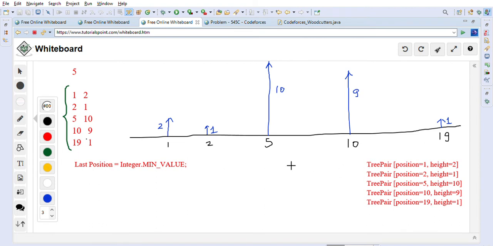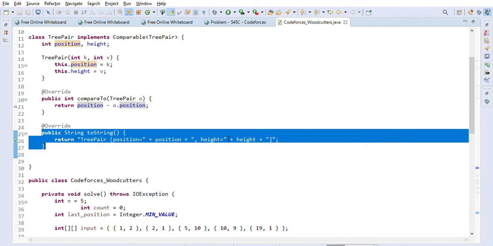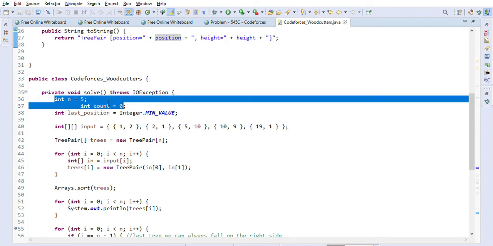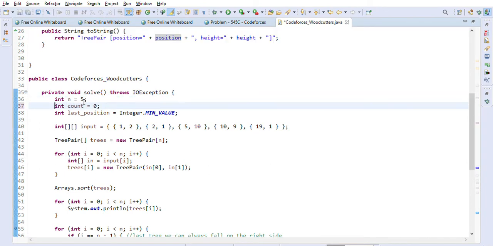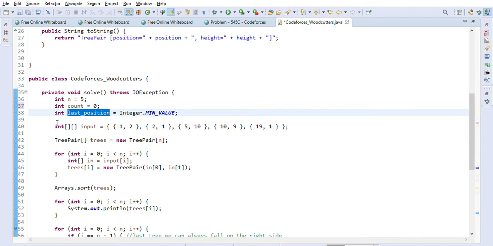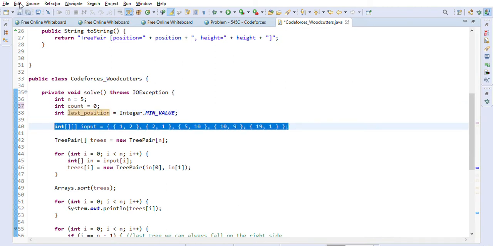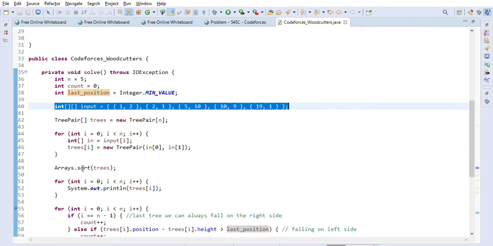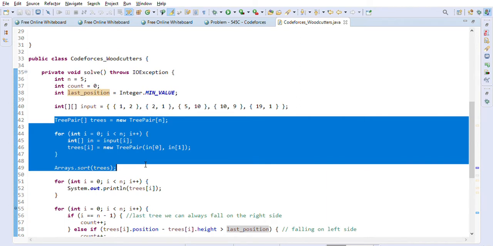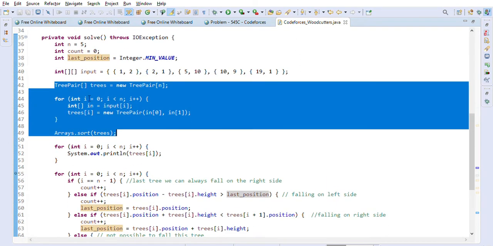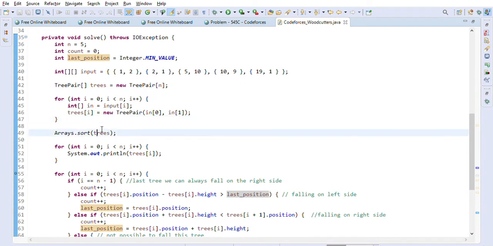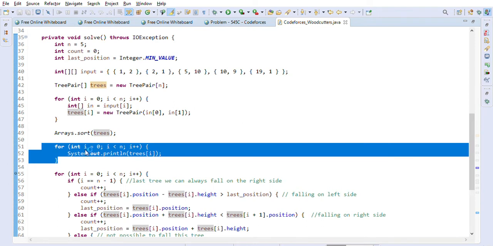After that, this part I'll show you first and then we'll go to the second step. First, these are the inputs that are given to us, so n is equal to 5. I created a count and last position variable. First we just iterated through the input and created the tree pair array, and we are sorting the array here. This is just for printing purposes, I'll remove it after I show it to you. So let's go to the second part.